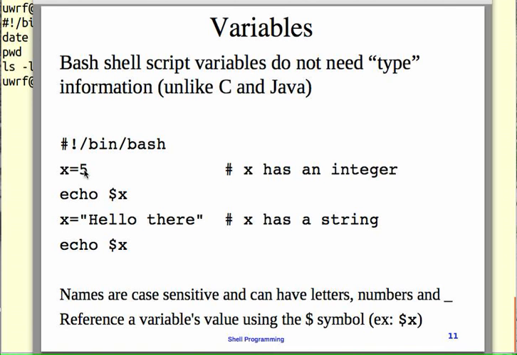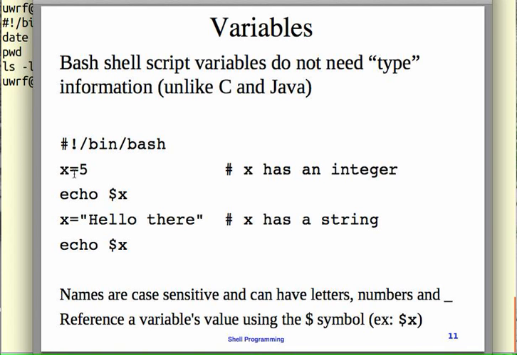So we assigned an integer to x. Actually, what you're really doing is just assigning a string to x, and you can interpret it as an integer later on. And because you're using double quotes, you're saying, okay, store the string hello there with a space into x, and now if you print out x, you'll get hello there. So at first glance, this doesn't look right. It looks like you're storing ints and then you're storing strings into the same variable. Yes, you can do that with a lot of interpreted languages like the Bash scripting language.